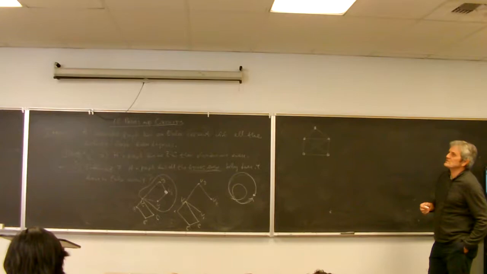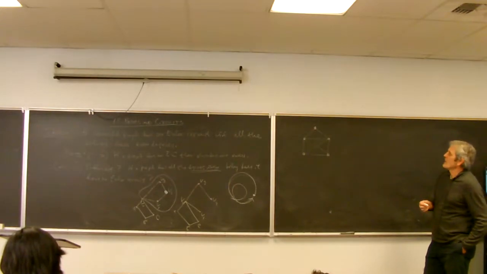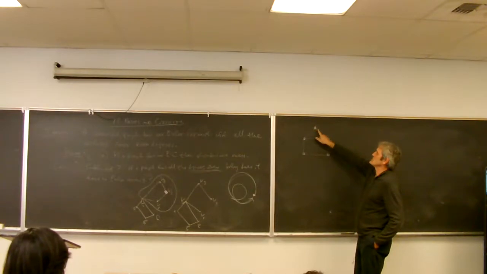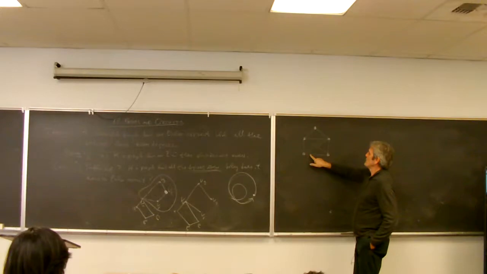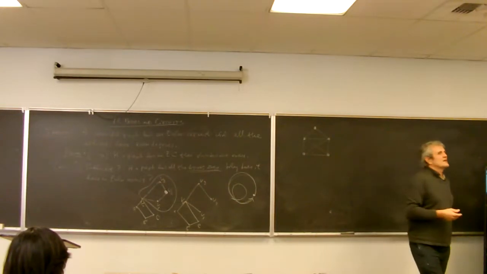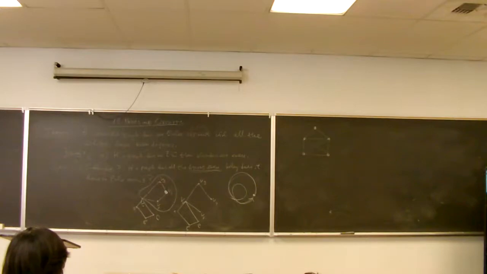So what about this one? Let's look at the degrees of those. What is the degree of this vertex? 2. What about this one? 4, 3, 1, 2, 3, 4. 1, 2, 3. What about this one? Does this have an Euler circuit? Yes. No, why not? Because there are odd degree vertices.